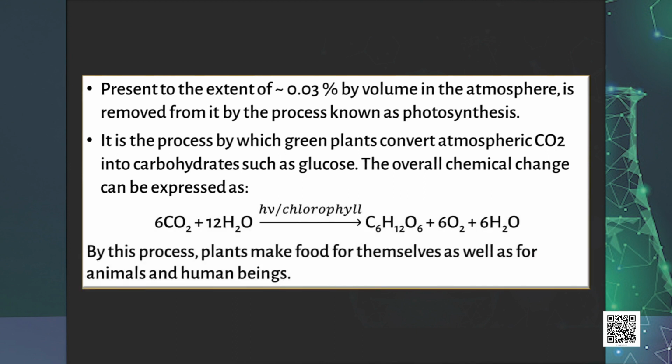The overall chemical change can be expressed as 6CO2 plus 12H2O in the presence of light and chlorophyll, giving C6H12O6 plus 6O2 plus 6H2O. By this process, plants make food for themselves as well as for animals and human beings.